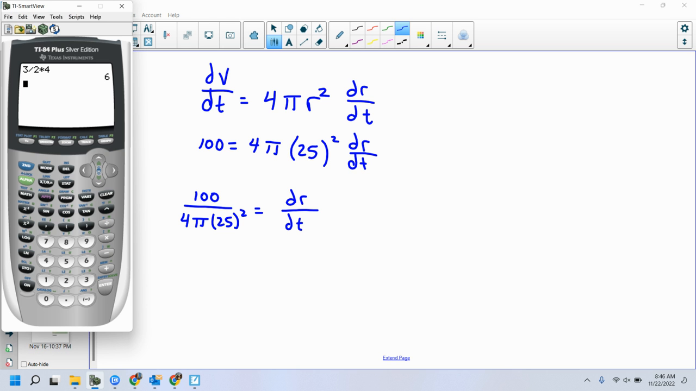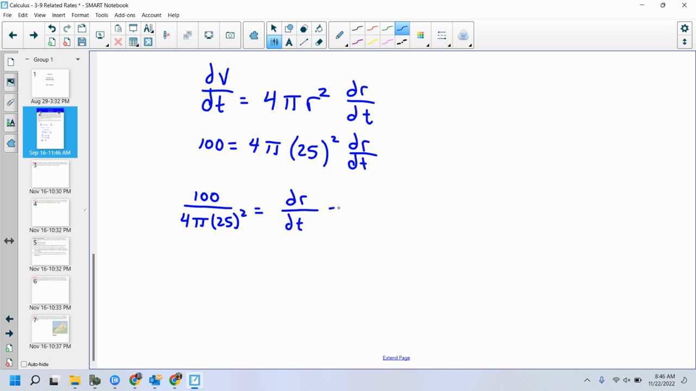Okay, so really 100 divided by 4 is 25. So that'd be like 25 over pi times 25 squared. So that's really just 1 over pi times 25, I think. 100 divided by, oops, that's parentheses, divided by 4 pi times 25 squared. 0.0127. Yep.